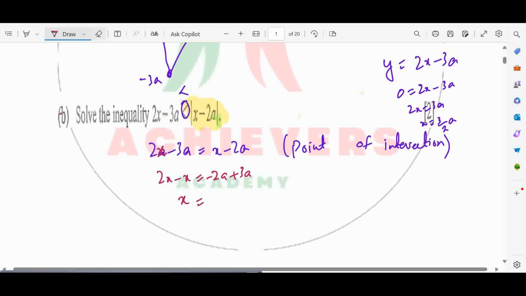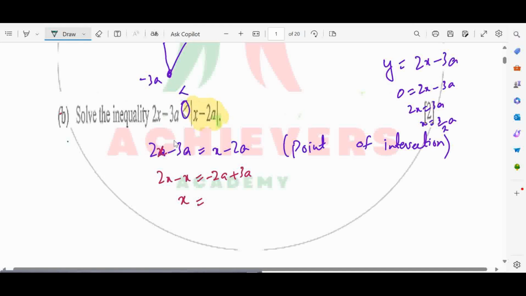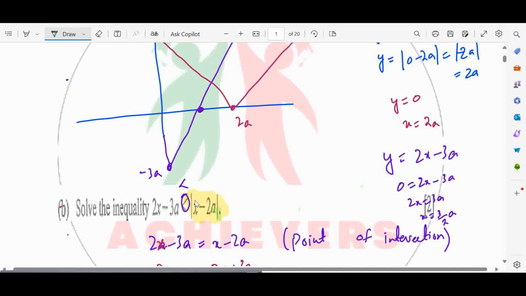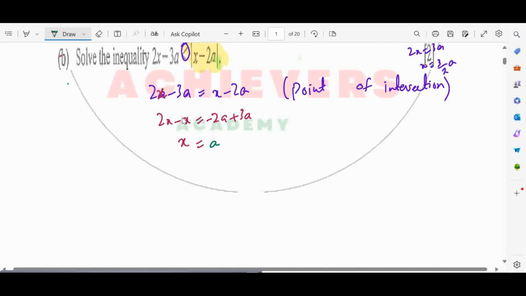This is the common way we usually do it. But the interesting thing here is that we will have two conditions: the first condition will be this one, and the second condition is this one. From here we have x equals a, but we can see that this graph is not intersecting at this point. So we will not consider it, and we have to find the other one.